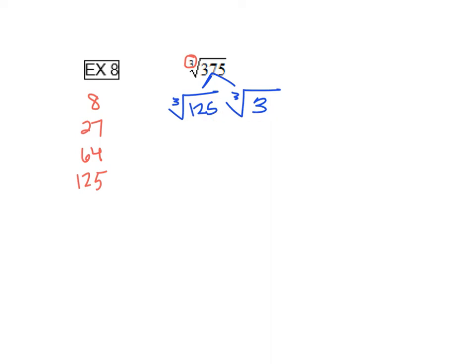Alright, so the cube root of 375. So again, we want to think about our cube numbers. 2 cubed is 8, 3 cubed is 27, 4 cubed is 64, 5 cubed is 125. And again, you can kind of go along and see if any of these fit in. Well, that 125 works. So the cube root of 125 breaks down into, there we go, 125 times 3 gives us that 375. And then we know the cube root of 125 is 5, and then the cube root of 3 can't be reduced, so that stays as the cube root of 3.